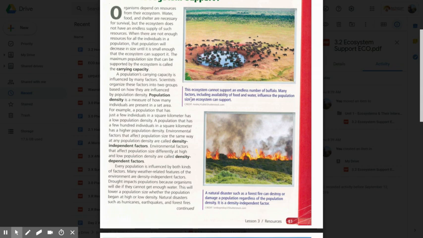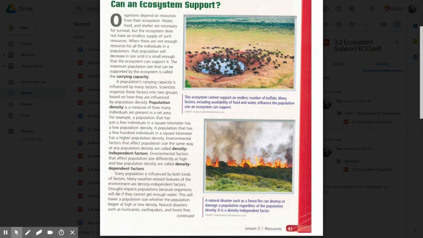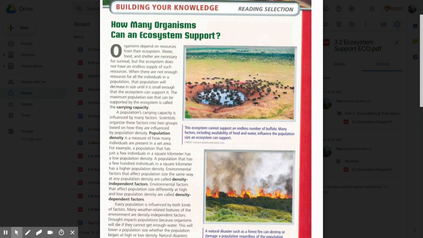Last one. This ecosystem cannot support an endless number of buffalo. Many factors, including availability of food and water, influence the population size an ecosystem can support. So once again, this was How Many Organisms Can an Ecosystem Support?